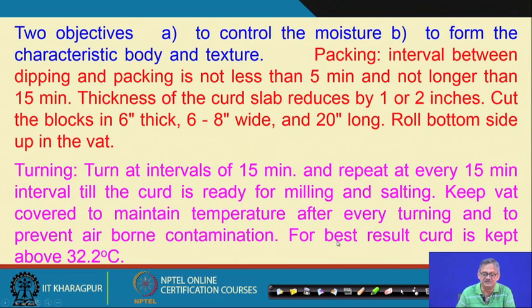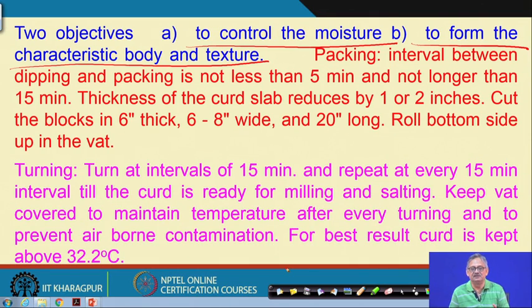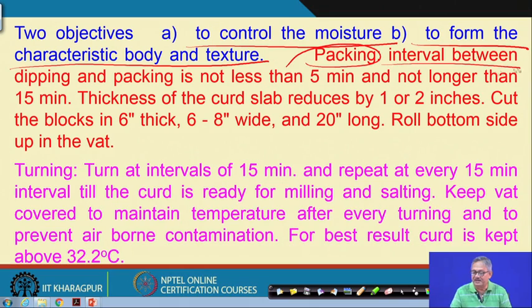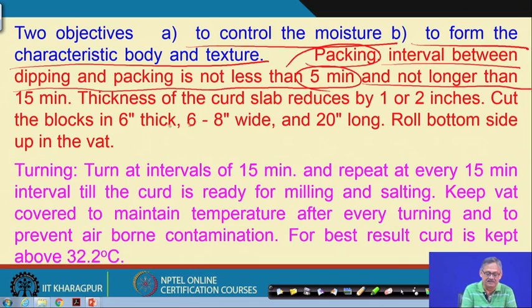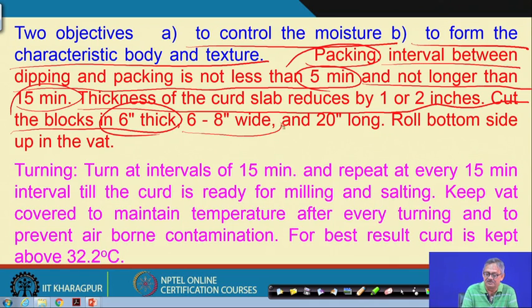Your cheddering is done. There are two objectives to do that cheddering. One is to control the moisture and another is to form the characteristic body and texture. Now, the primary steps for cheddering cheddar cheese: one is packing. The interval between dipping and packing is not less than 5 minutes and not longer than 15 minutes. Within 5 to 15 minutes it has to be done. Thickness of the curd slab reduces by 1 or 2 inches. Cut the blocks 6 inches thick, 6 to 8 inches wide and 20 inches long, right.